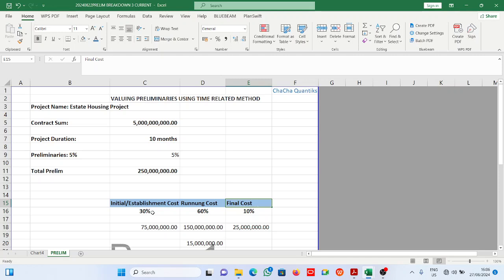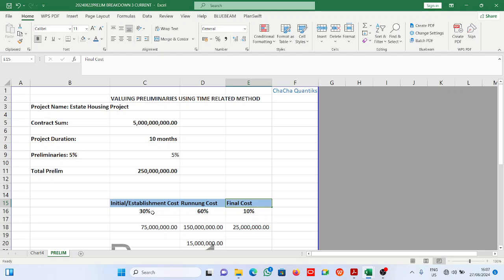Now in the running cost, you may have to fuel your generators for lighting in the site office and every other place where you'll be needing that. You may need to buy internet data for communication. You may need to print documents. You need to organize site meetings. You need to take progress photographs. All this falls under running cost.